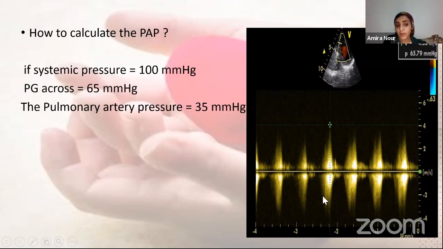And if you know the systemic arterial pressure of this patient, then you can calculate the pulmonary artery pressure, and you can say that this pressure gradient is high, indicating that this patient is having normal pulmonary artery pressure. That's great, Amira.